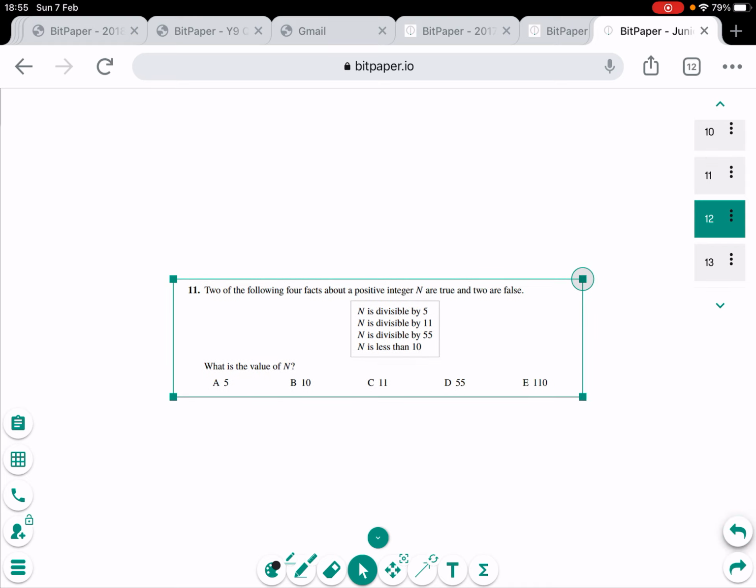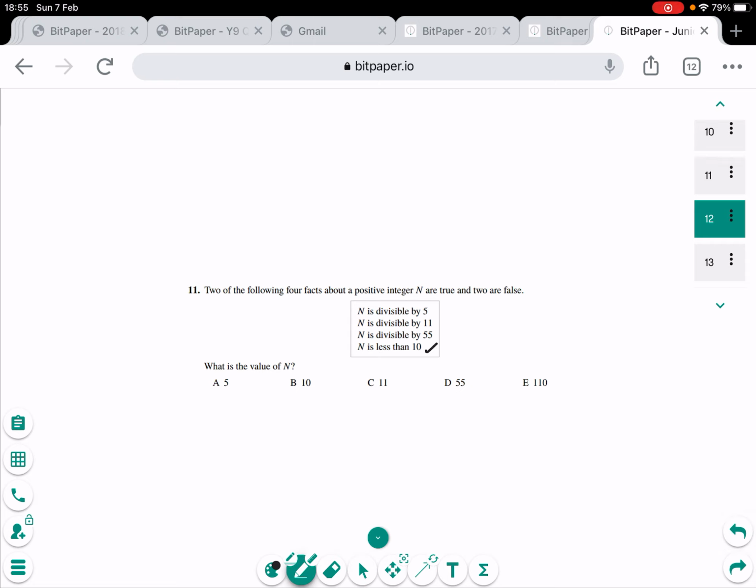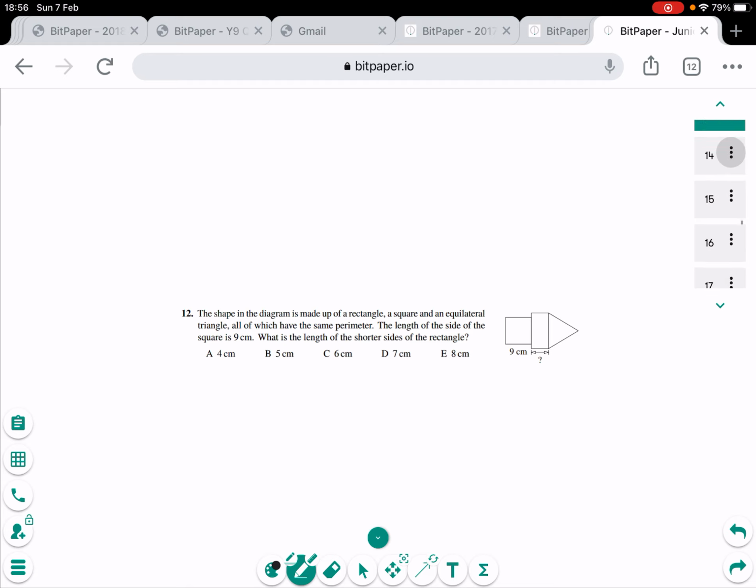Oh gosh, wait, I didn't get the right tool. So 5 is less than 10. It isn't divisible by 55, isn't divisible by 11, but is divisible by 5. So 2 true, 2 false. The answer is A.